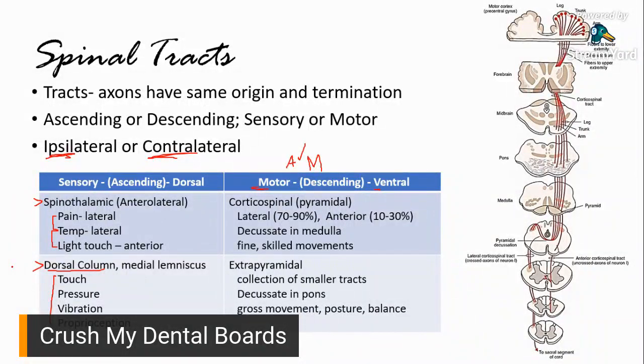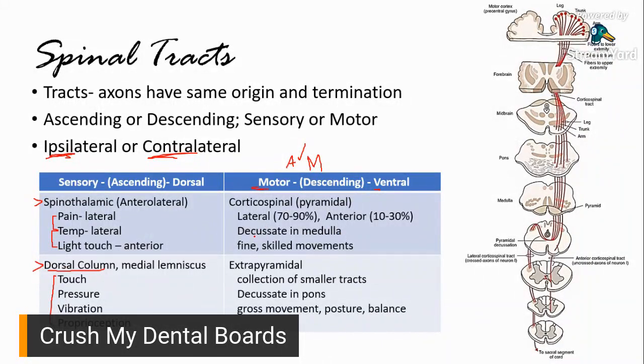Now, on the other hand, so dito sa sensory may dalawa, spinothalamic tract and you have your dorsal column. Now, for the motor spinal tract, we have the corticospinal, also called your pyramidal tract. And the corticospinal tract, actually, like majority of it would go lateral. I'll show it to you on the picture on the right. And then 10 to 30% of it would go in the front. And then it says it decussates in the medulla.